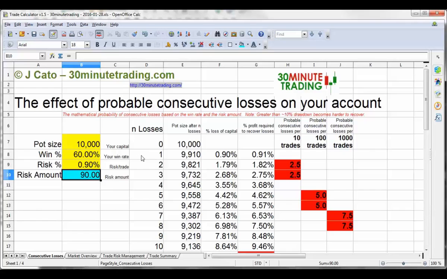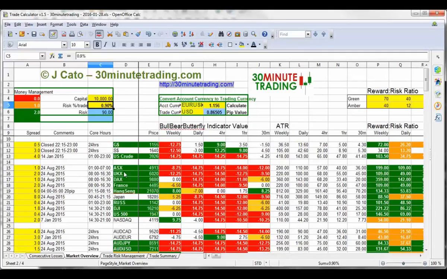So the next thing that is worthwhile talking to you about is a market overview. This is the market overview, and on here you can see that I've copied through the same figures, the 10,000 original capital. It just makes the round numbers easier to explain. The 0.9% on the risk, which means the risk on any trade is 90 units of currency.